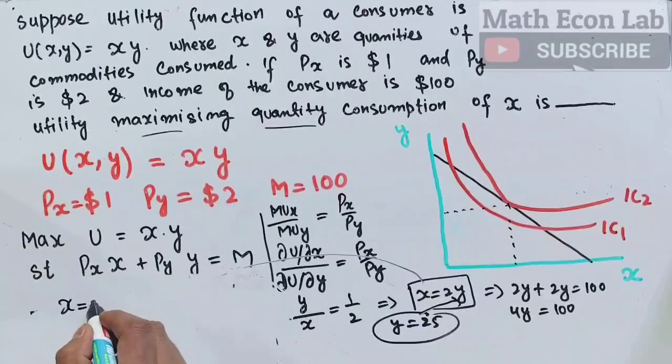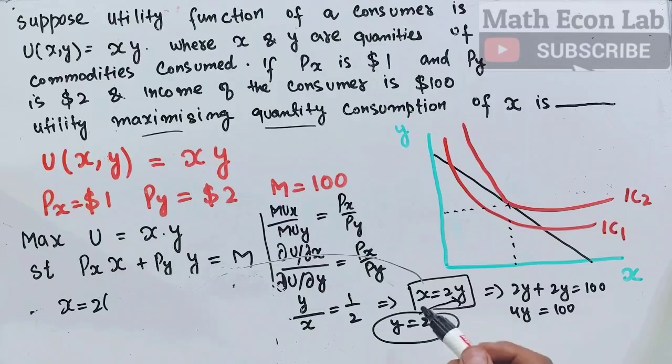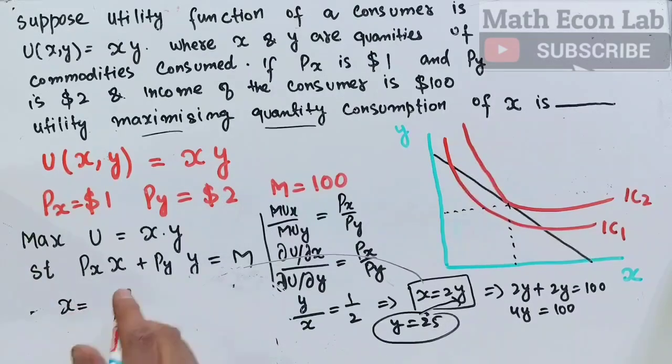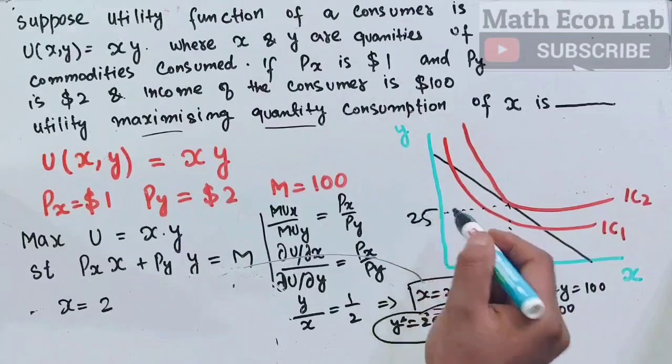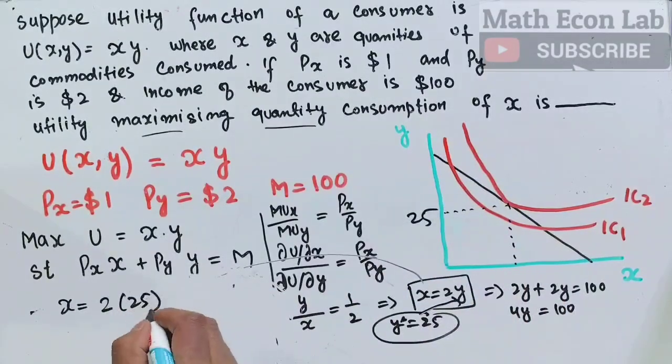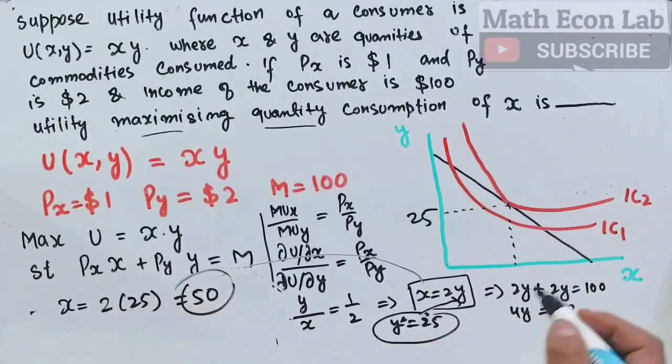That means x will be equal to 2 times the optimal value of y. X is equal to 2y, and y is 25. So x will be equal to 2 into 25, which is equal to 50. So 50 will be the optimal consumption of good x.